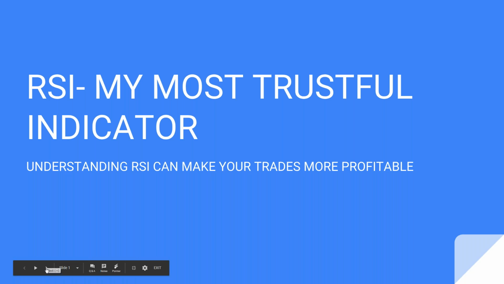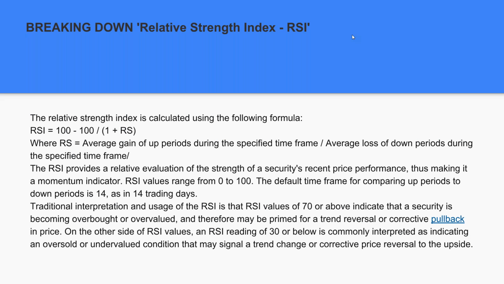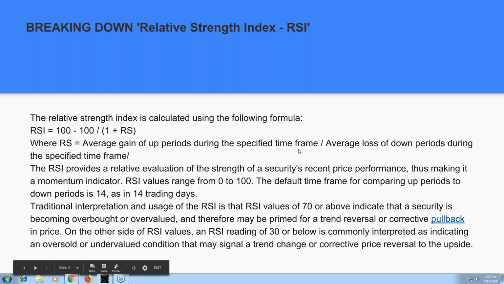First we'll understand what is RSI. So let's break down RSI. I have taken this from Investopedia. You can definitely go to the website and read it. So the relative strength is calculated using the formula RSI is equal to 100 minus 100 by 1 plus RS. What is RS here? You can say that RS is nothing but the relative strength. And what is relative strength? Let's talk about that. RS is equal to the average gain of up periods during a specified time frame, or the average loss of down periods during the specified time frame.